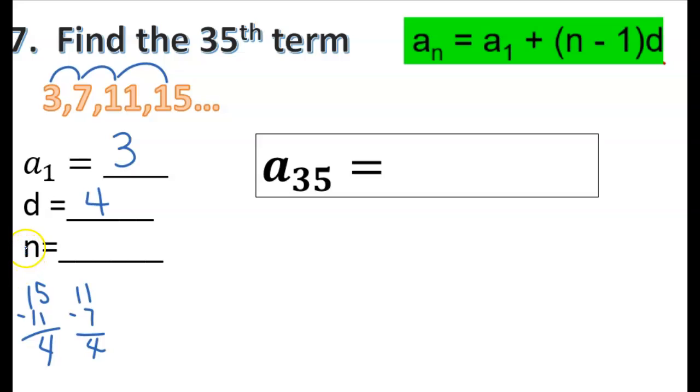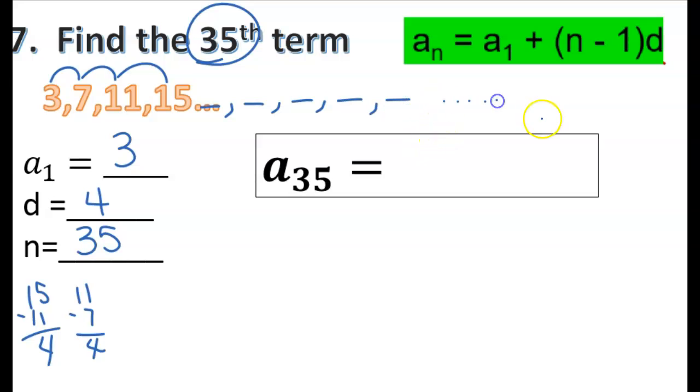Now, this n in my pattern is going to be the number that it tells me to look for. It's not asking me to look for the number 35. It's asking me if I kept finding numbers all the way down to the 35th number in the pattern, this one being 1, 2, 3, 4, all the way down to number 35, what number would that be in this pattern? And that's where we're going to follow the formula.